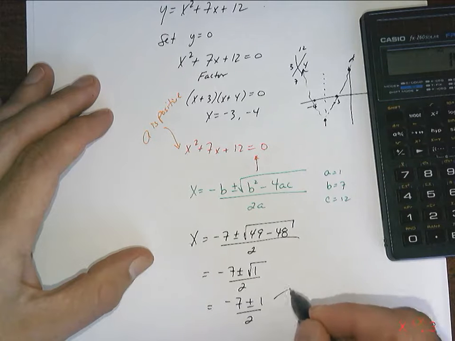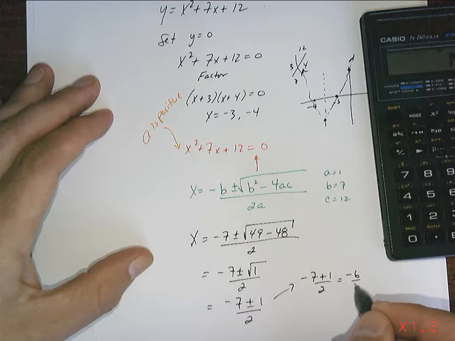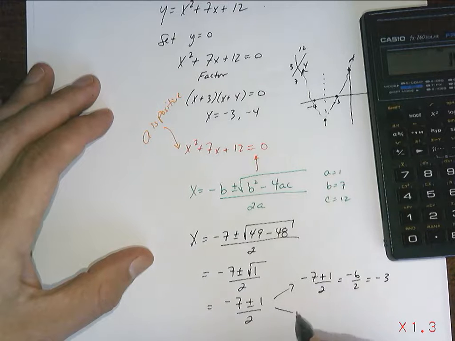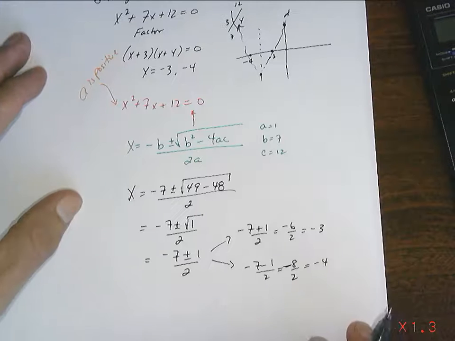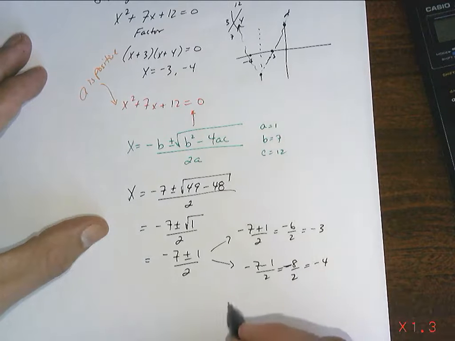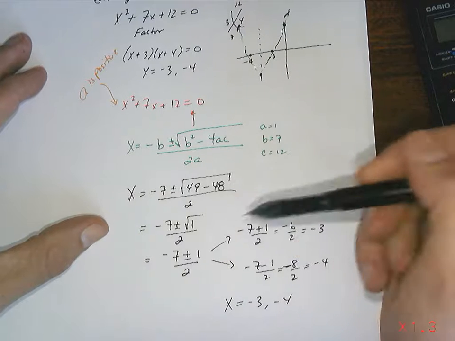So we have two answers here: negative 7 plus 1 over 2, which is negative 6 over 2, which is negative 3. And we have negative 7 minus 1 over 2, which is negative 8 over 2, which is negative 4. So using the quadratic formula, we came up with the same zeros for the equation as we did with factoring. And that's what this does.